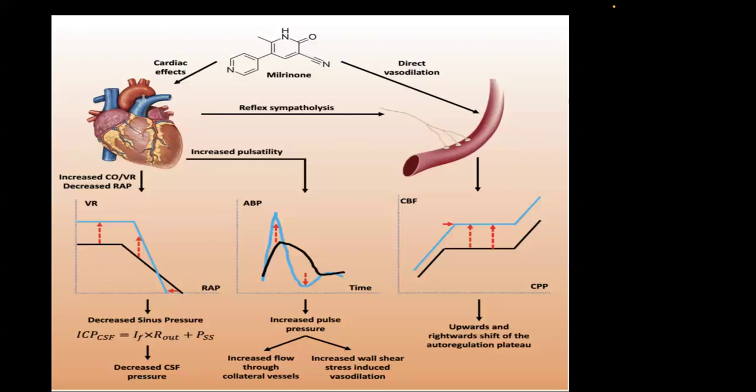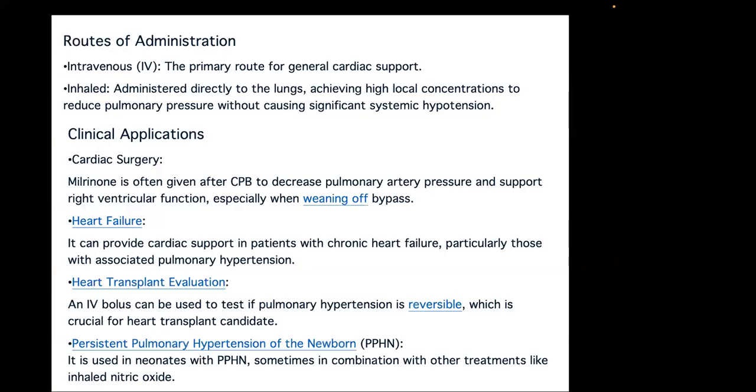This is the mechanism. The cardiac effect increases cardiac output and decreases vascular resistance, decreases right atrial pressure, decreases sinus pressure, and decreases CSF pressure, and reflects sympatholysis, a direct vasodilatory effect, and increased pulsatility. That is, increased pulse pressure, increased flow through the collateral vessels, and increased wall shear stress induce vasodilatation and an upward and rightward shift of the autoregulation plateau.